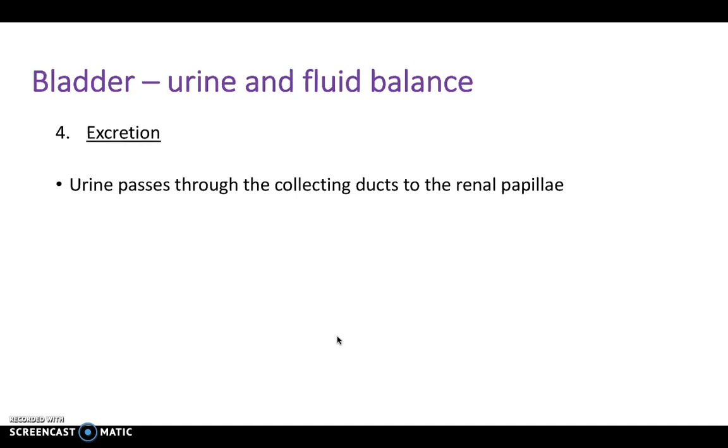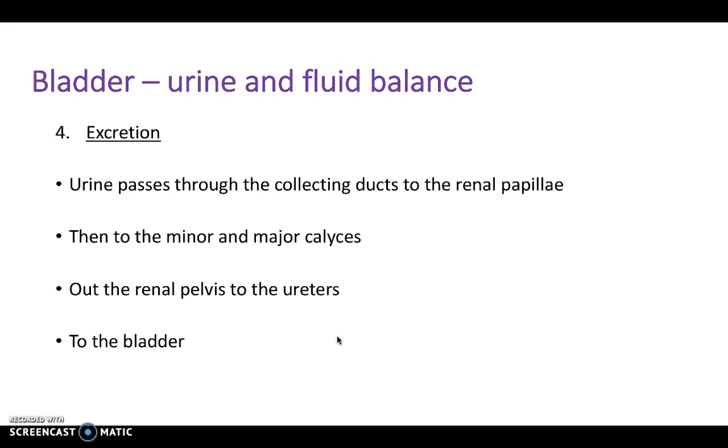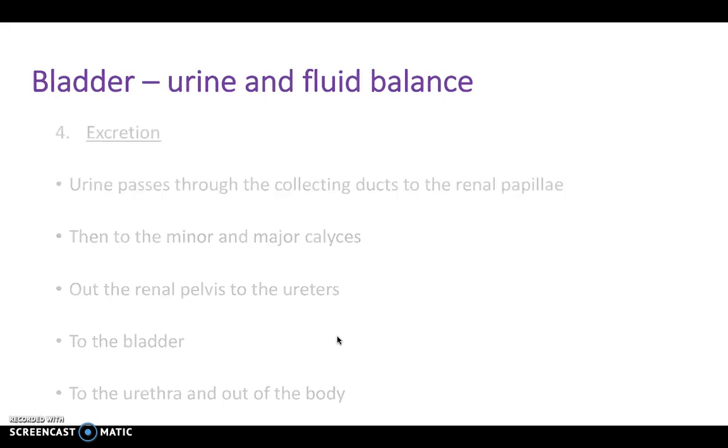So urine passes through the collecting ducts to the renal papillae, to the minor and major calyces, and out down the ureters to the bladder. And from the bladder it passes through the urethra and out of the body.